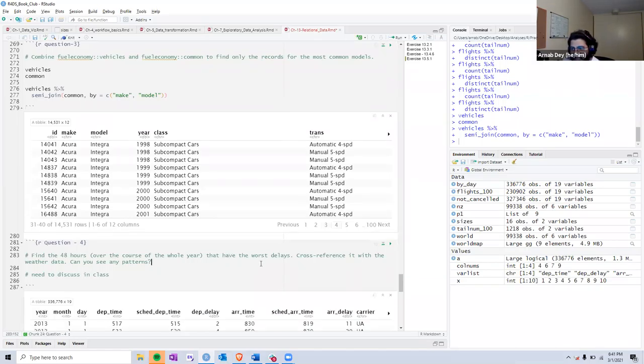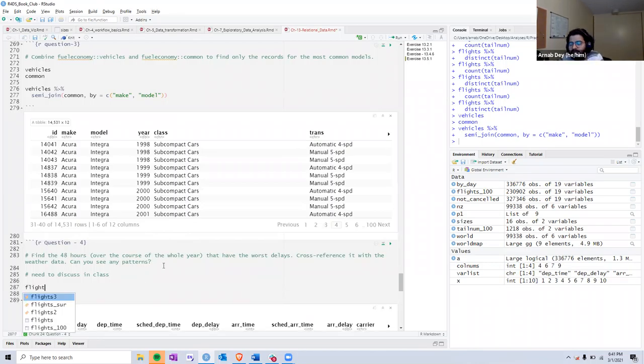The next question was tricky. I don't know how to get that. Maybe we can brainstorm. The next one was find 48 hours over the course of the whole year that have the worst delays. Cross-reference it with the weather data. Do you see any patterns?